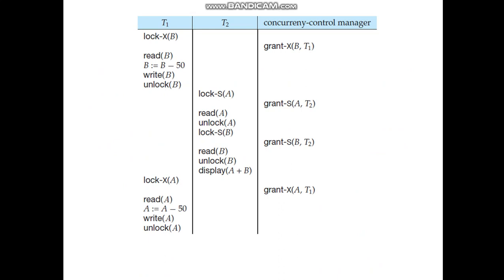So there is a concurrency control manager which grants the lock. Here you can see grant X, B comma T1. That means for transaction T1, on data item B, they are granting the X lock, that is, the exclusive lock, for the purpose of read and write operations.